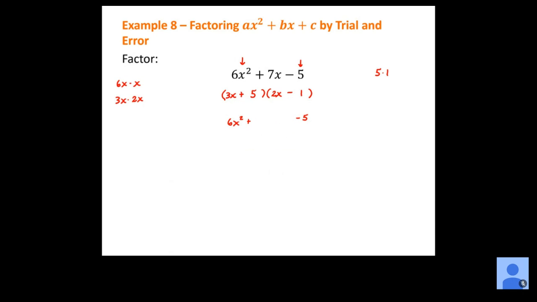Okay, so my first and last terms are going to be the same. That hasn't changed. My outer terms here, though, we're going to get a -3x and a positive 10x. And so if I combine like terms, I get 6x squared plus 7x minus 5. That's exactly what we started with, so this checks out, and that tells me now that this is the correct factored form.